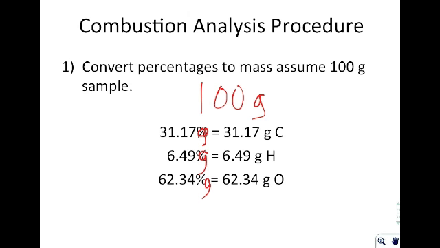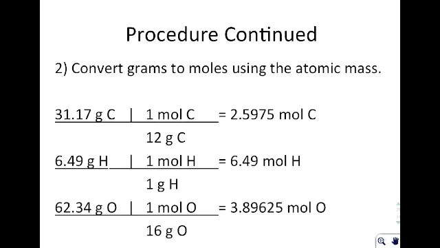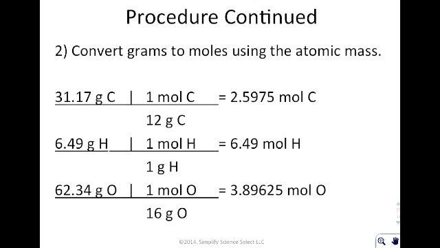Now it's not going to matter, because some people say, well, what if you don't have 100 grams? What if you have 0.5 grams or 20 grams? It's not going to matter as far as finding the whole number ratio. It's going to be the same in both cases. Next, you convert grams to moles. You should be familiar with converting grams to moles now, so you're going to divide by the molar mass, and when you divide by the molar mass, you get the number of moles of each.